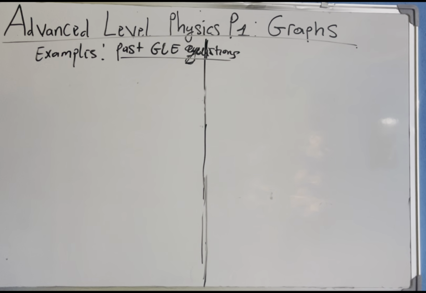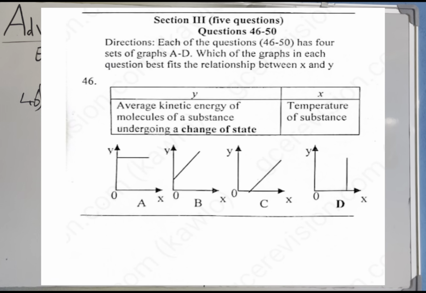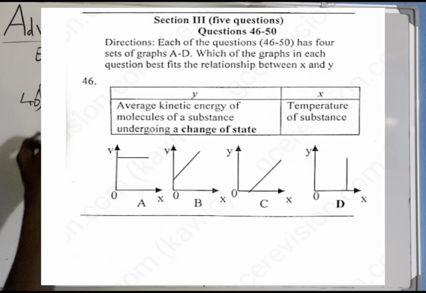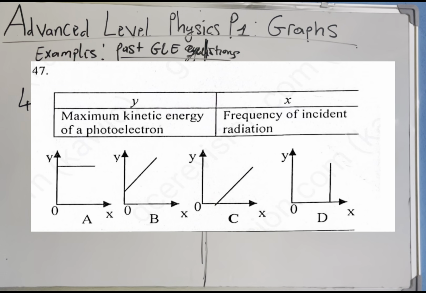Okay, students, so let us now move to the next question, 46. For this question, Y represents the average kinetic energy of a molecule of a substance undergoing a change of state, and X represents the temperature. We did this already. So from there, we can already see the answer. The answer will be where the y-axis is constant and the x-axis is varying. It's temperature that is constant here, so where the x is constant and the y varying, making the best answer to be D. As simple as that.